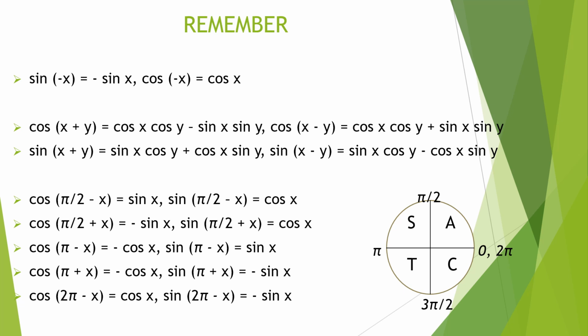Now if you take cos of pi by 2 plus x, pi by 2 plus x means in the second quadrant. So in the second quadrant you have only sin positive.